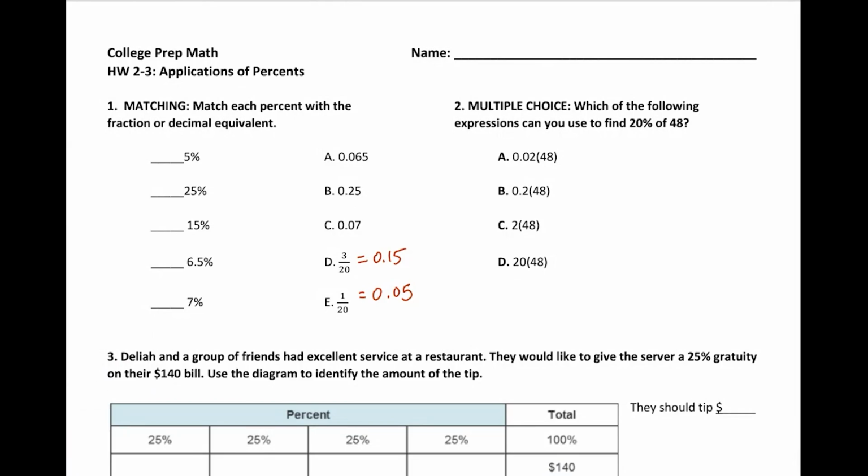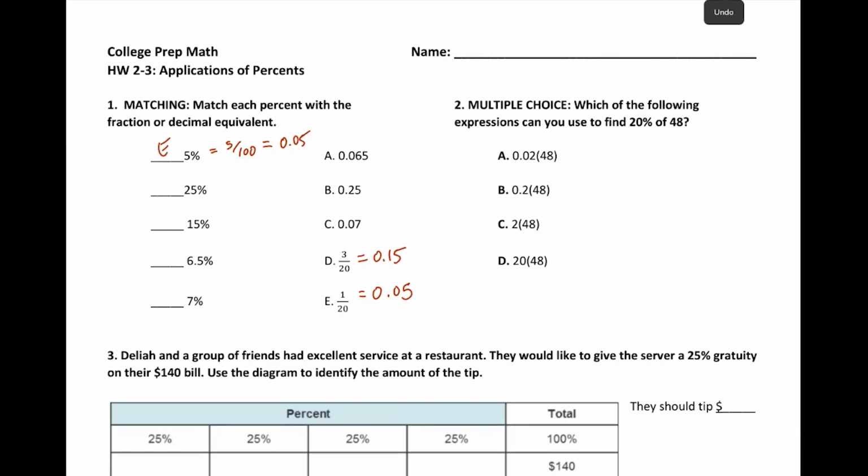For instance, 5% is the same as 0.05. Remember, 5% is the same as 5 over 100, which you could put in the calculator as well if you really wanted to verify. But yeah, it's going to be 0.05. 25% is the same as 25 over 100, which is 0.25, or B. 15% is the same as 15 over 100, which is 0.15.